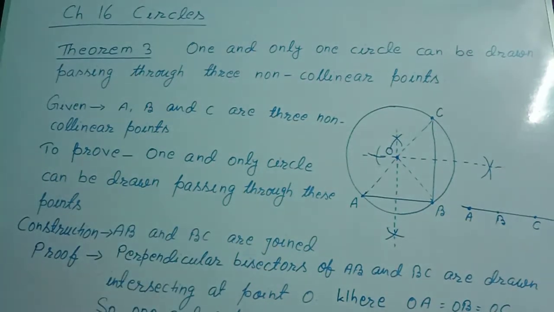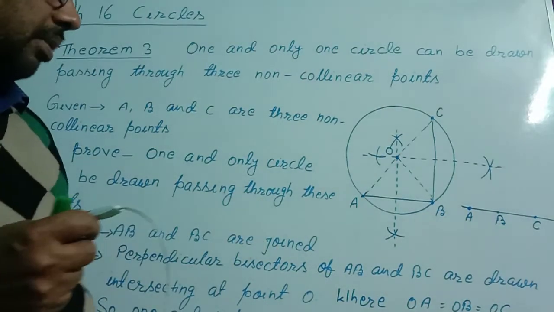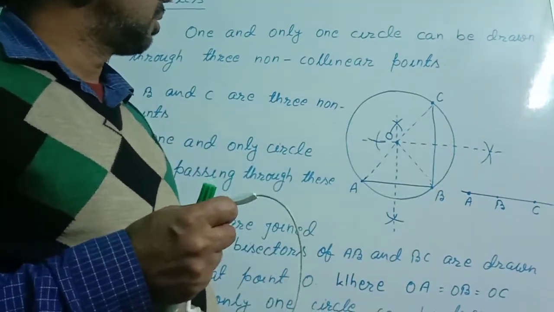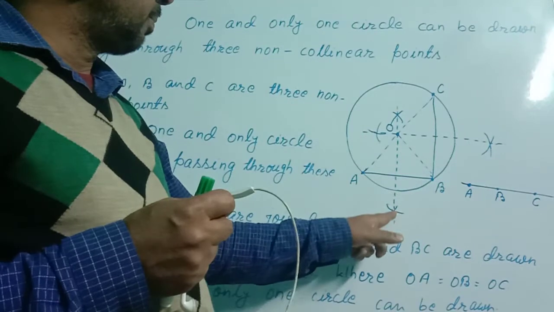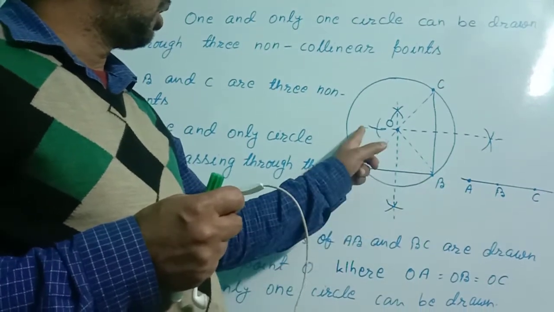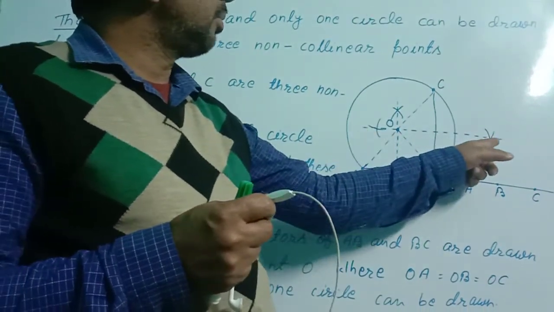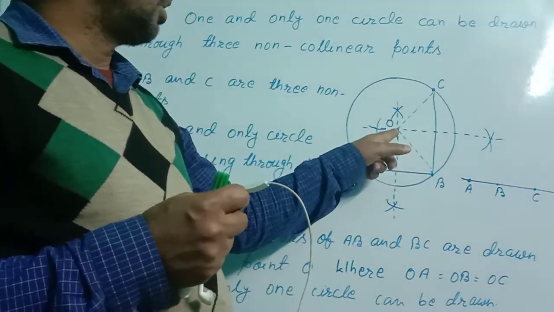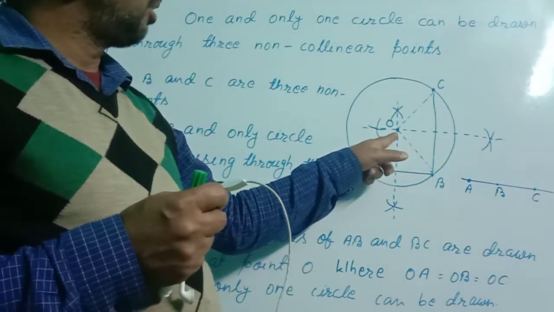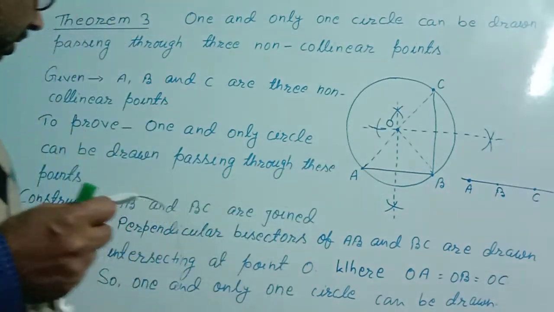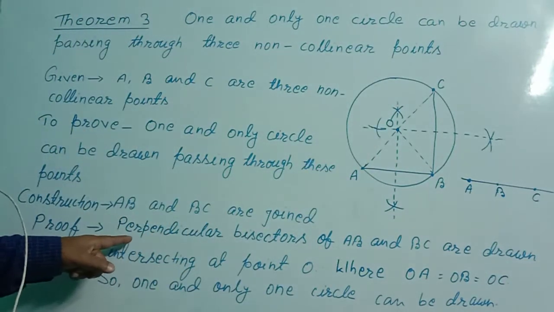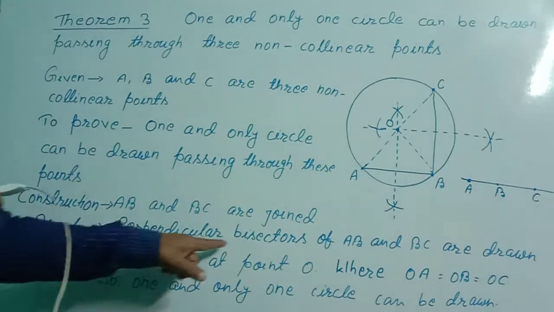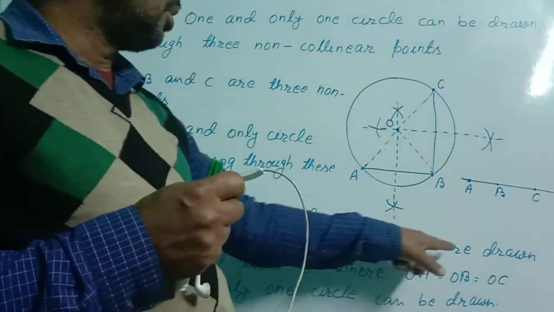Then in the proof, what have I done? I have drawn the perpendicular bisector of AB and BC. So this line is the perpendicular bisector of AB and this line is the perpendicular bisector of BC. Both perpendicular bisectors are intersecting each other at point O. Here I have also written AB and BC are joined, then in the proof, perpendicular bisectors of AB and BC are drawn.